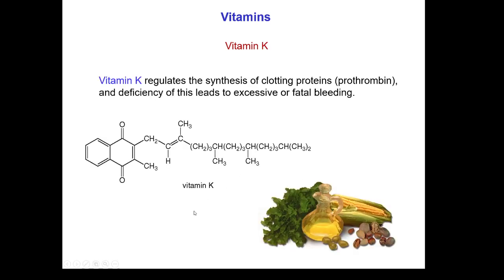Vitamin K: your dark green leafy vegetables, kale, spinach, things like that, corn, olives, nuts. It regulates the synthesis of clotting protein. And if you're deficient in vitamin K, it could lead to essentially you bleeding out.